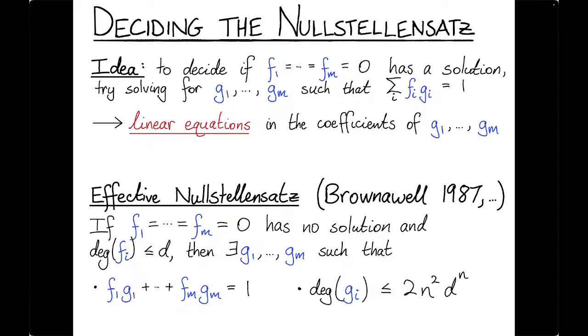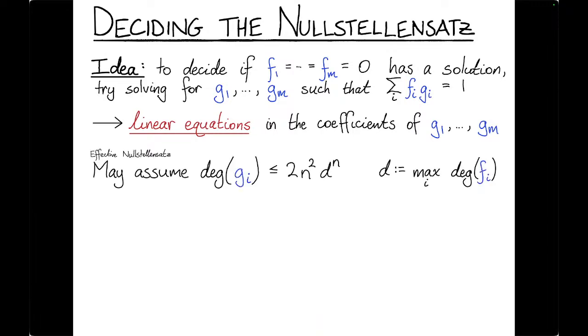And the first theorem that really has the kind of bounds that we want is due to Brownawell. It says if you're looking at this system of equations f1 through fm, and all the polynomials f have degree bounded by d, then you can find these g's of exponential degree. The precise exponential function doesn't quite matter, but you get some exponential bound here.